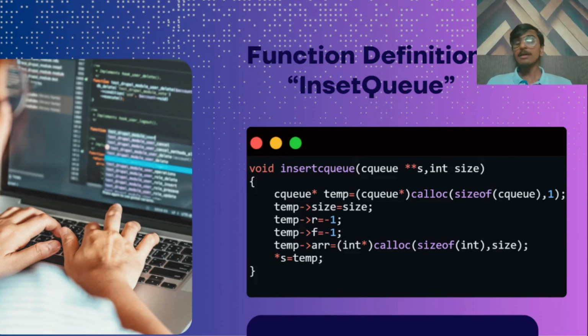Then temp of size, we will give the size of the array we want to create. Temp of R, we will initialize with -1, and the same with temp of F. The R here denotes the rear position and F denotes the front position. Temp of array here creates memory dynamically of the size that the user has given. Then we will give this temp to the pointer S.